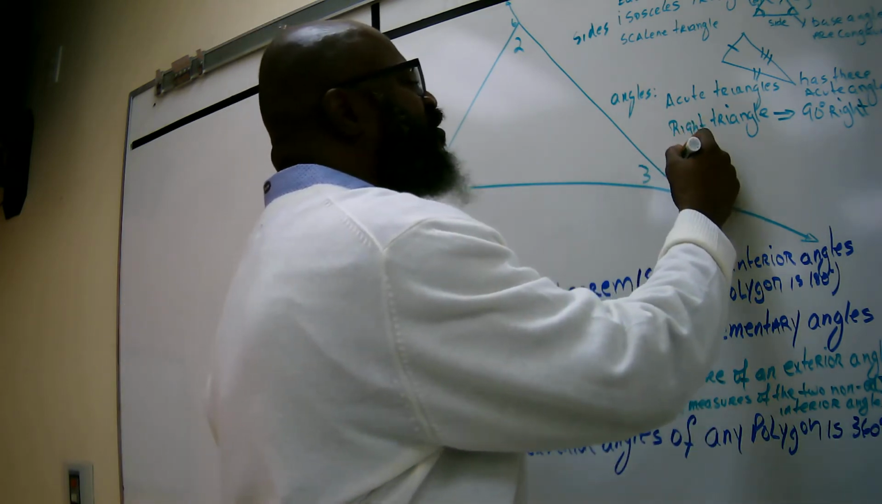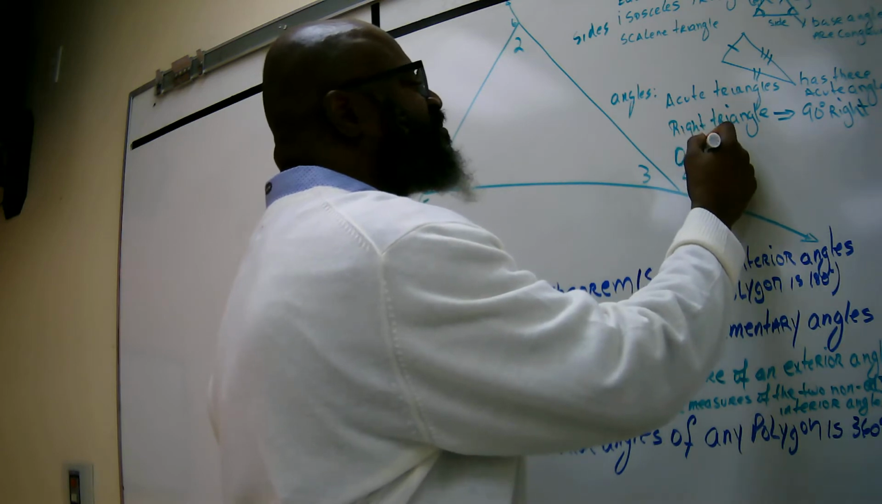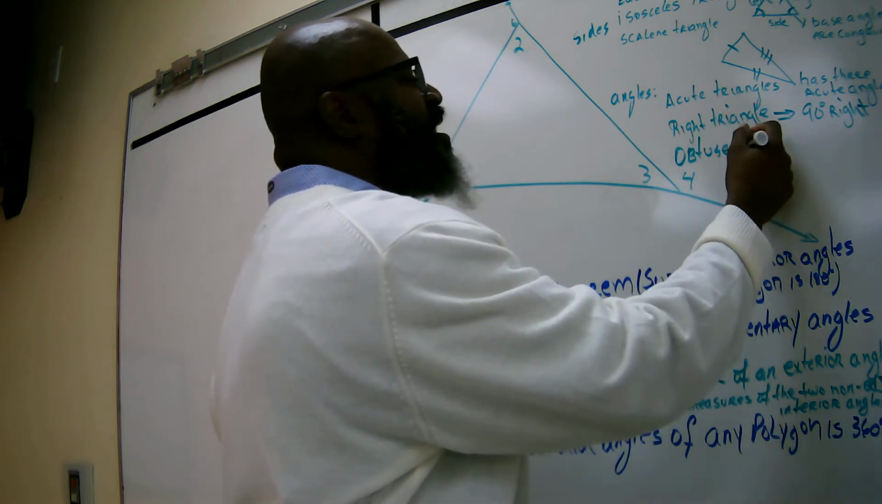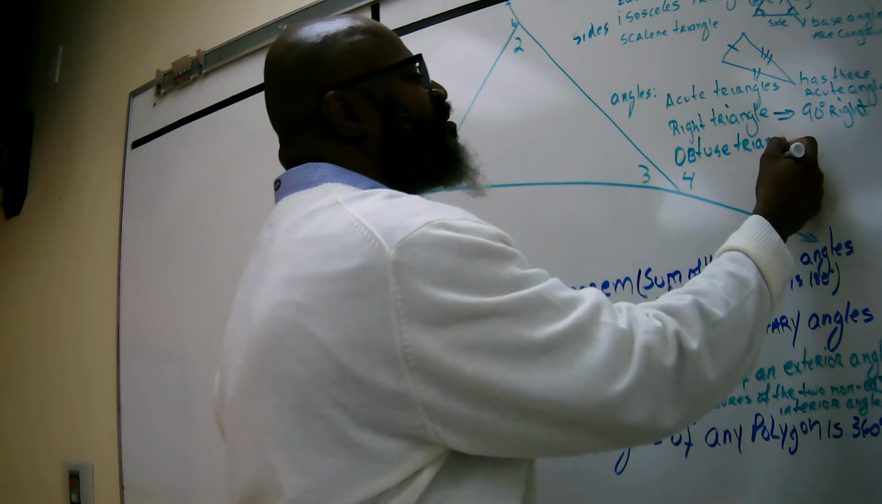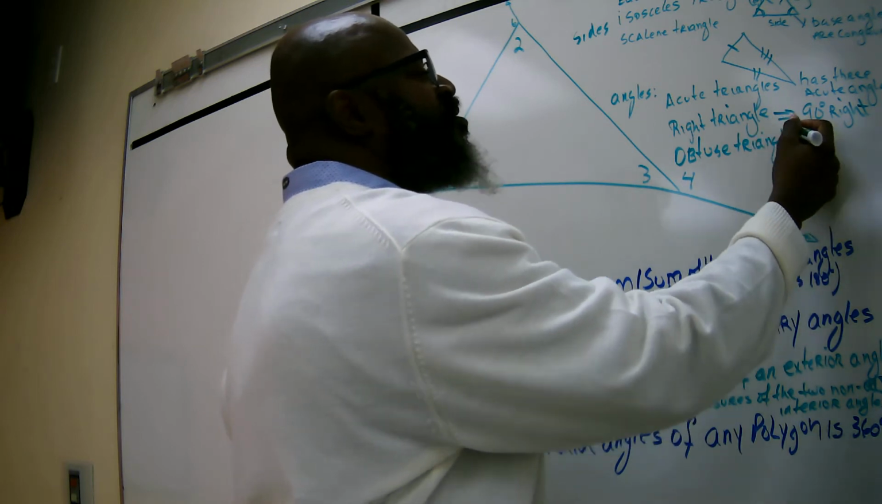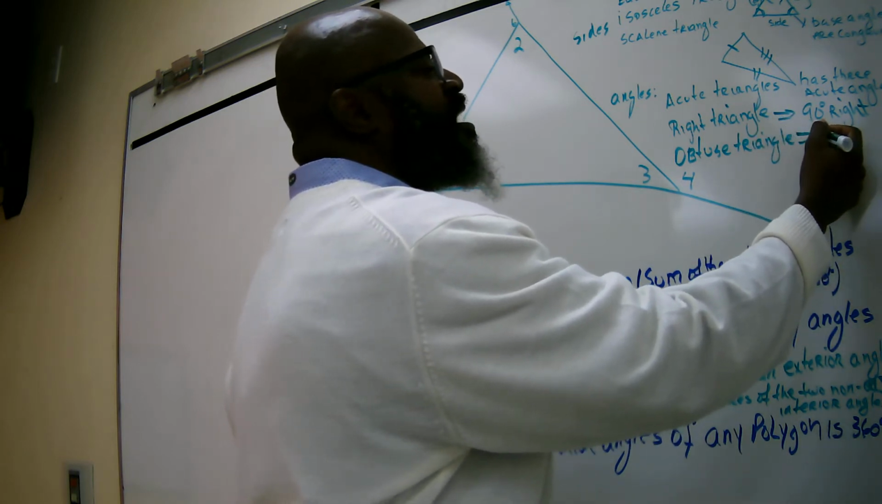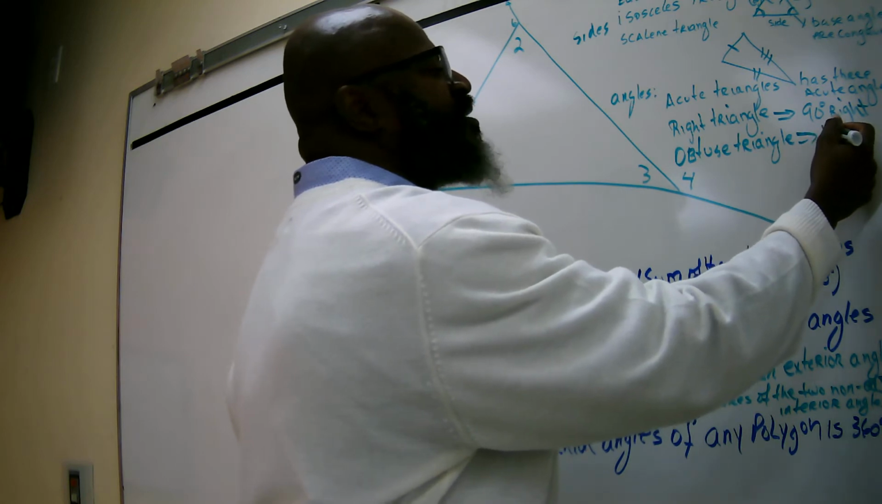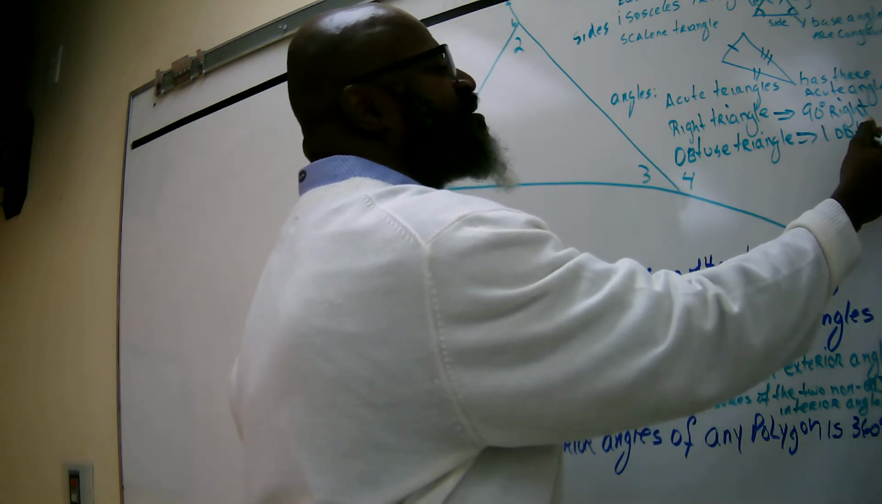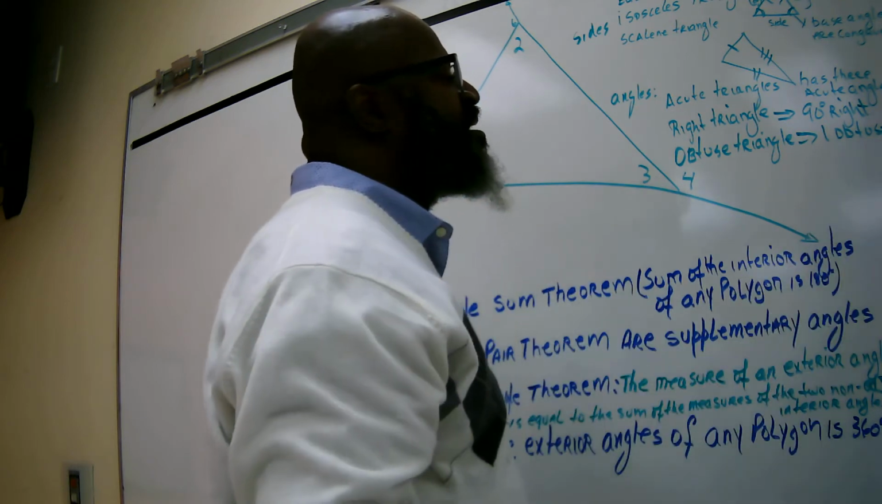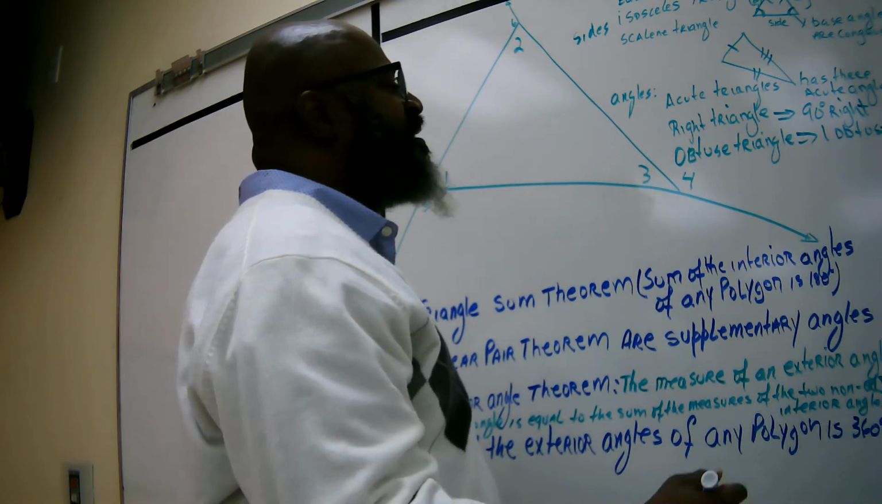And we have the obtuse triangle, where one angle is greater than 90 degrees. It must have one obtuse angle. An obtuse angle is an angle that is more than 90 but less than 180.